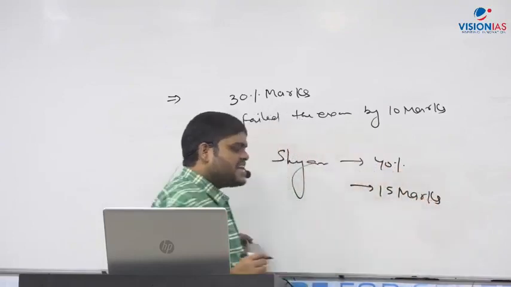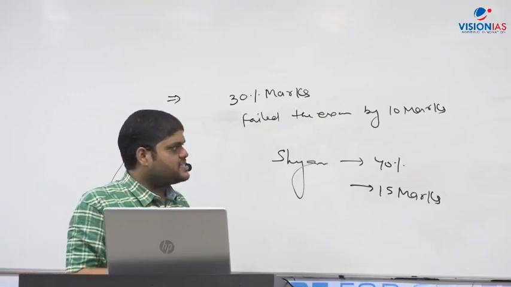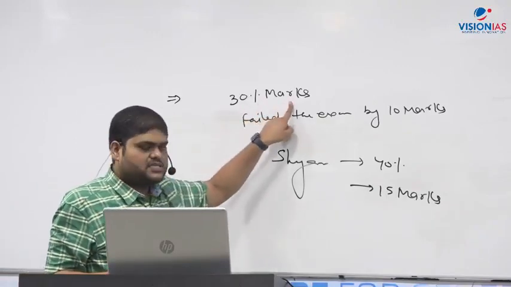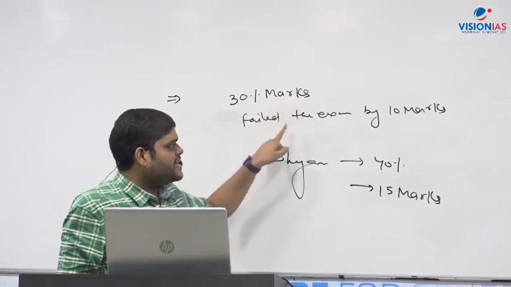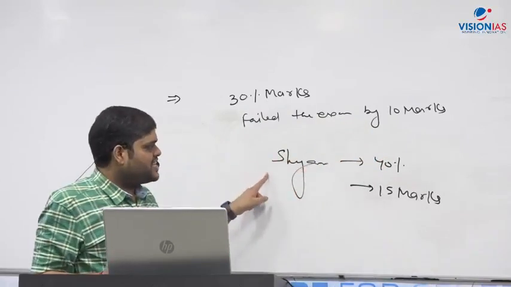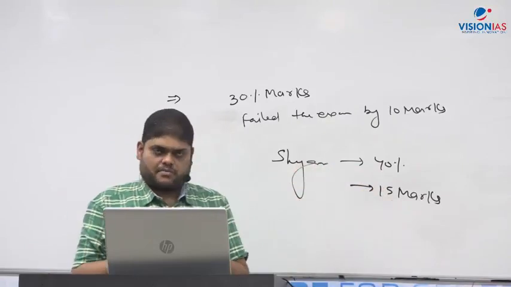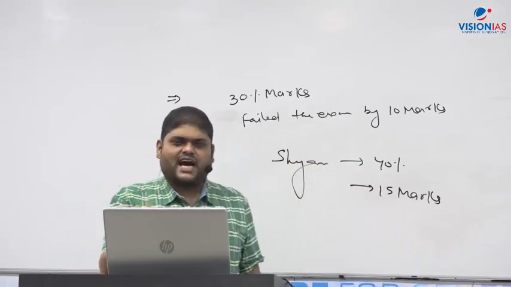And he passed the examination by 15 marks. Two conditions are given. The first condition is Ram got 30% marks and he failed the exam by 10 marks. In the same examination, Shyam got 40% marks and passed the examination by 15 marks. Now they can ask anything.